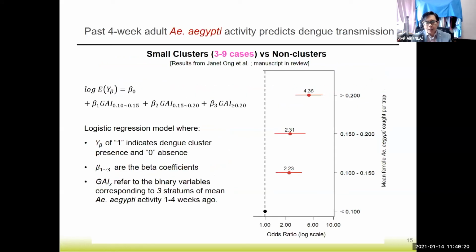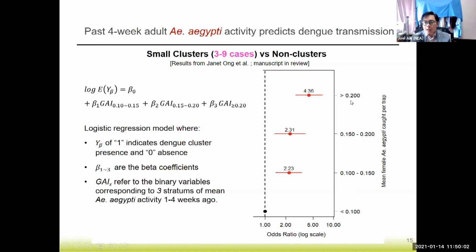Now, other than the slightly longer term forecast, we also make use of the Gravitrap information in order to provide short-term predictions on anticipated dengue transmission at the local level. So what we can see over here is, using the reference of areas with less than 10 mosquitoes per 100 Gravitraps, when the GAI levels are between 0.1 to 0.15, you can see that there's an increased odds of intensified dengue transmission occurring. And that's similar to the level when GAI is between 0.15 and 0.2.